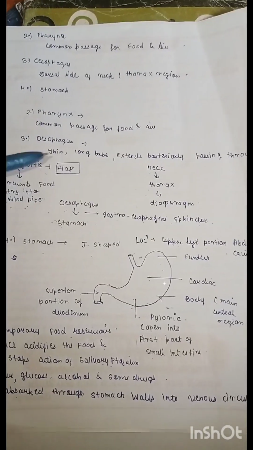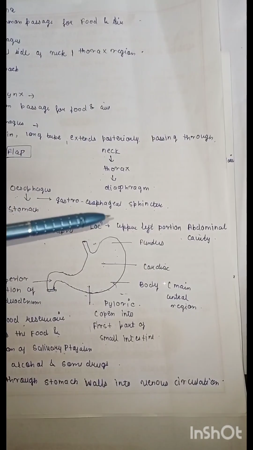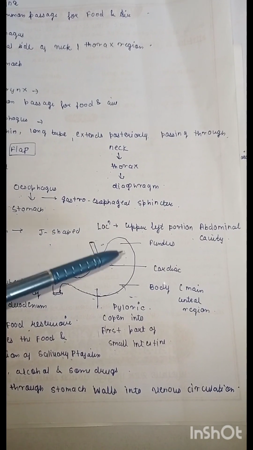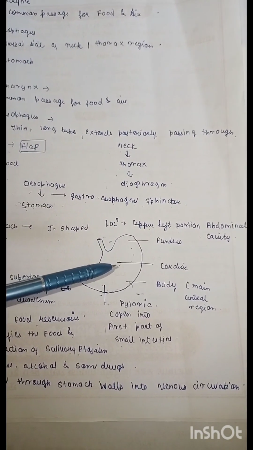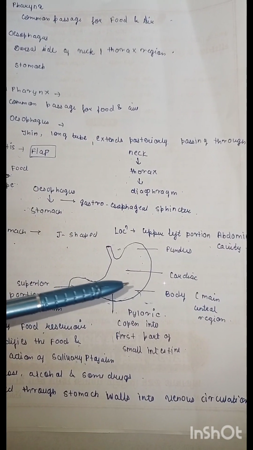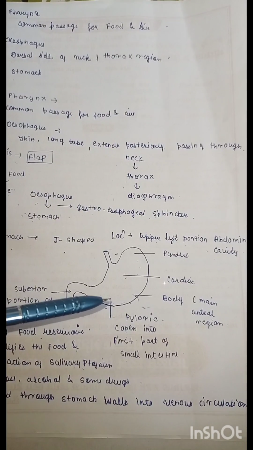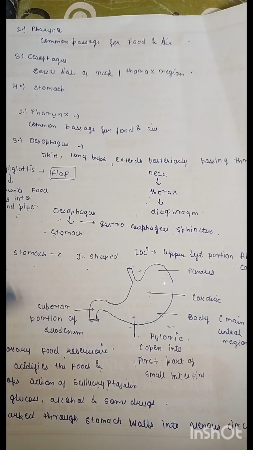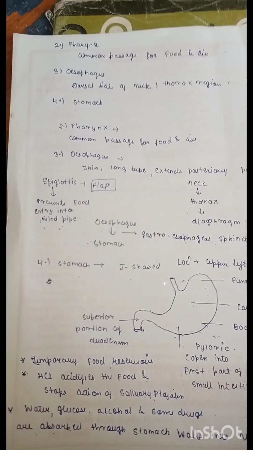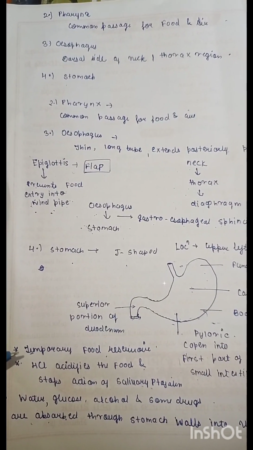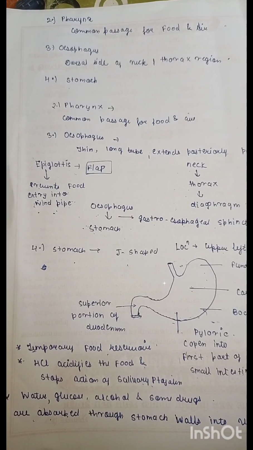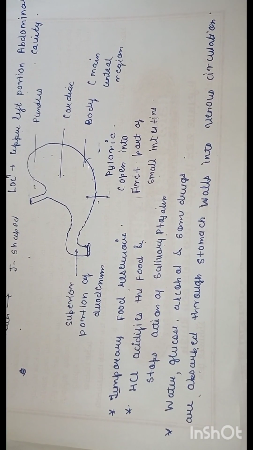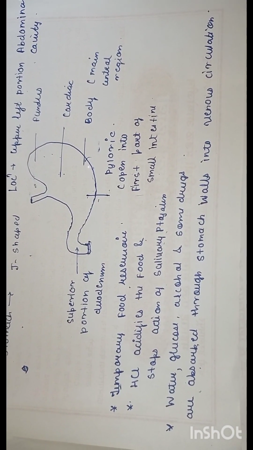Then we have the stomach. The stomach is a J-shaped organ, located in the upper left portion of the abdominal cavity. As we can see in the diagram, the stomach consists of a dome-shaped part, which is also known as the fundus. Then we have the cardiac region, then the body, which is the main central region of the stomach. Then we have the pyloric region, which opens into the small intestine, and the superior portion of the duodenum. Coming to the functions of the stomach, it acts as a temporary food reservoir. The HCl present in the stomach acidifies the food and stops the action of salivary ptyalin. Water, glucose, alcohol and some drugs are absorbed through the stomach walls into the venous circulation.